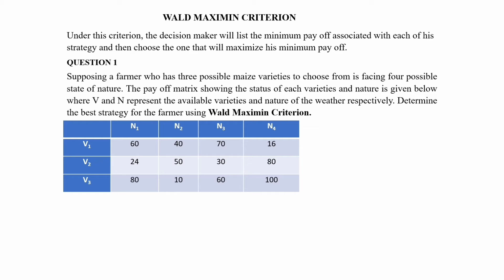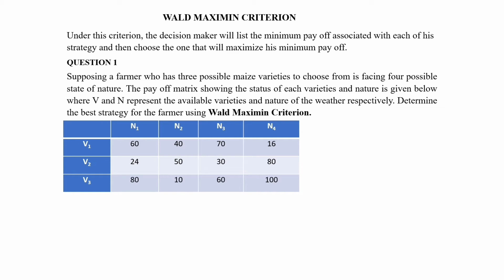And we have here question number 1. Supposing a farmer who has 3 possible maize varieties to choose from is facing 4 possible states of nature, the payoff matrix showing the status of each variety and nature is given below, where V and N represent the available varieties and the nature of the weather respectively. Determine the best strategy for the farmer using the Wald Maximin Criterion.